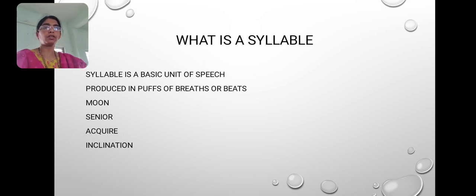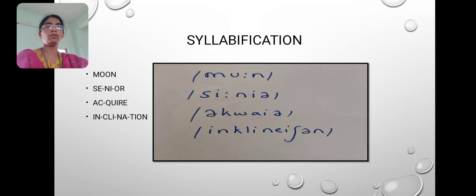If it is more than three, we call it a polysyllabic word. In order to understand syllabification, you have to write the word. First of all, you have to transcribe the word in phonetic script. Here I have done that for you. So moon, we write moon in this manner. If you observe here, we have only one vowel sound.